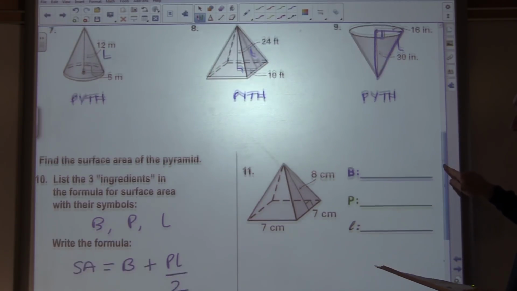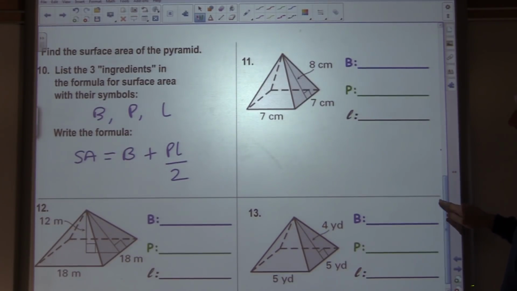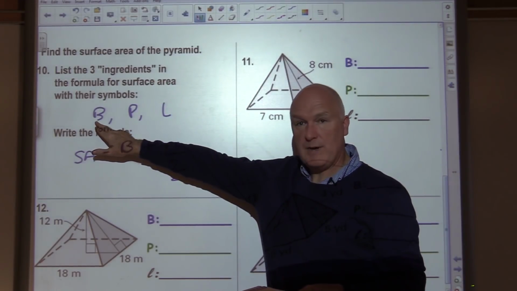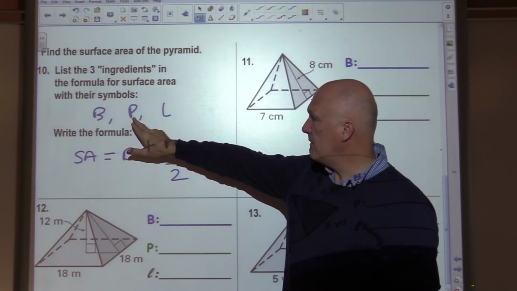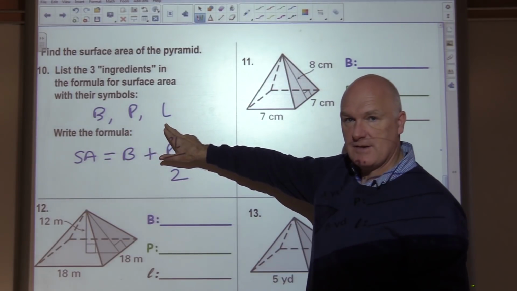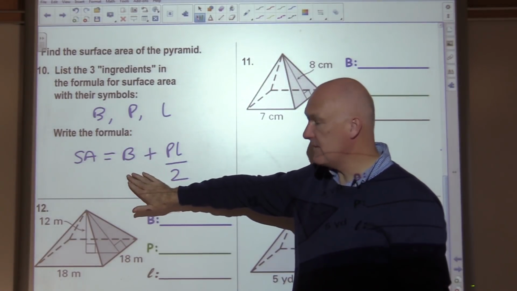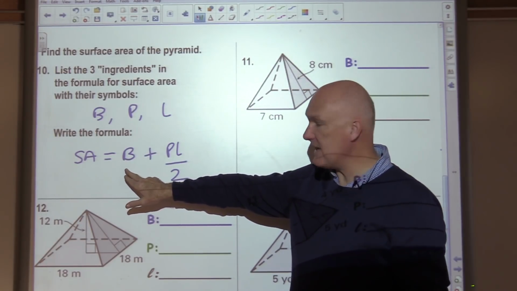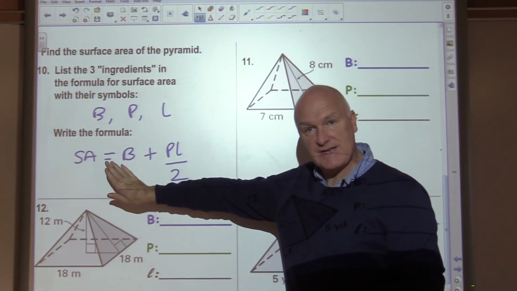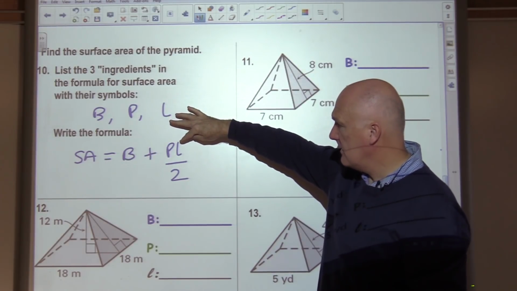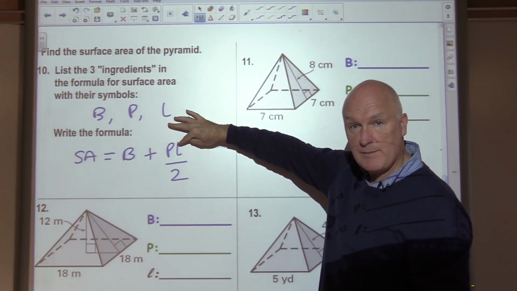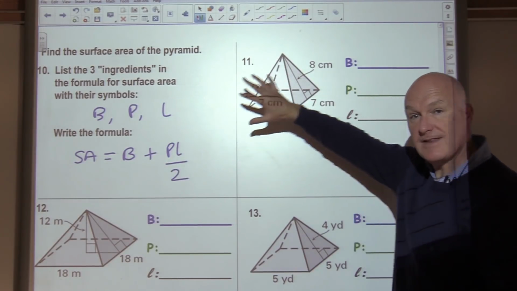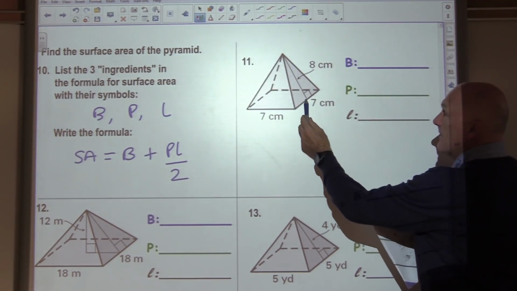Okay, so with the surface area of a pyramid, remember the 3 ingredients are base, perimeter, slant height. And you throw them into this equation. The surface area of any pyramid is the base plus, remember the base stands alone, perimeter multiplied by the slant height divided by 2. And immediately we can take that into this question here.